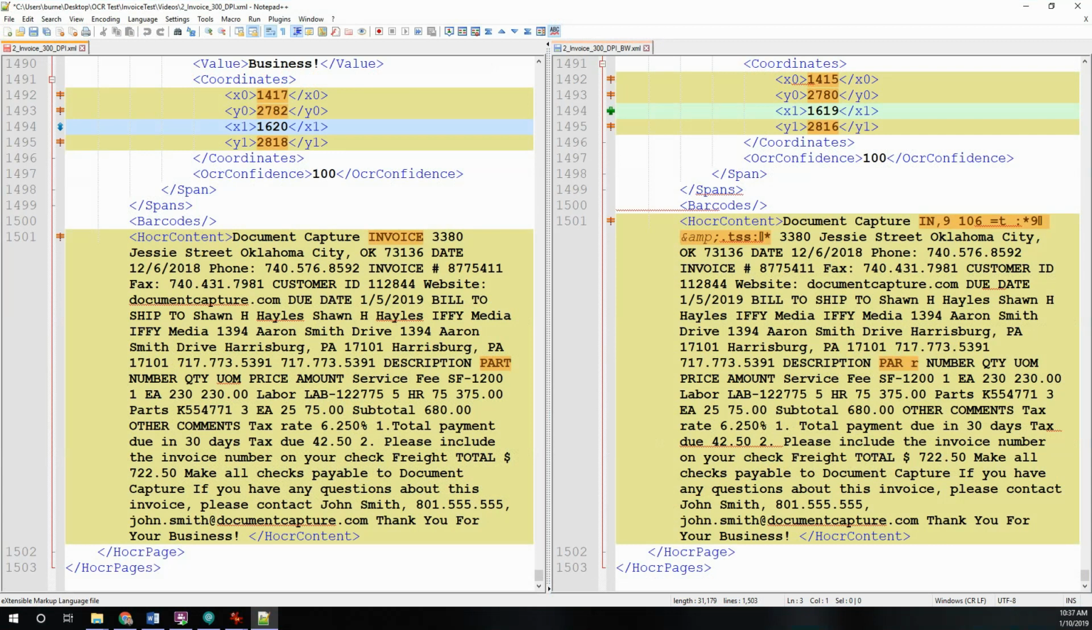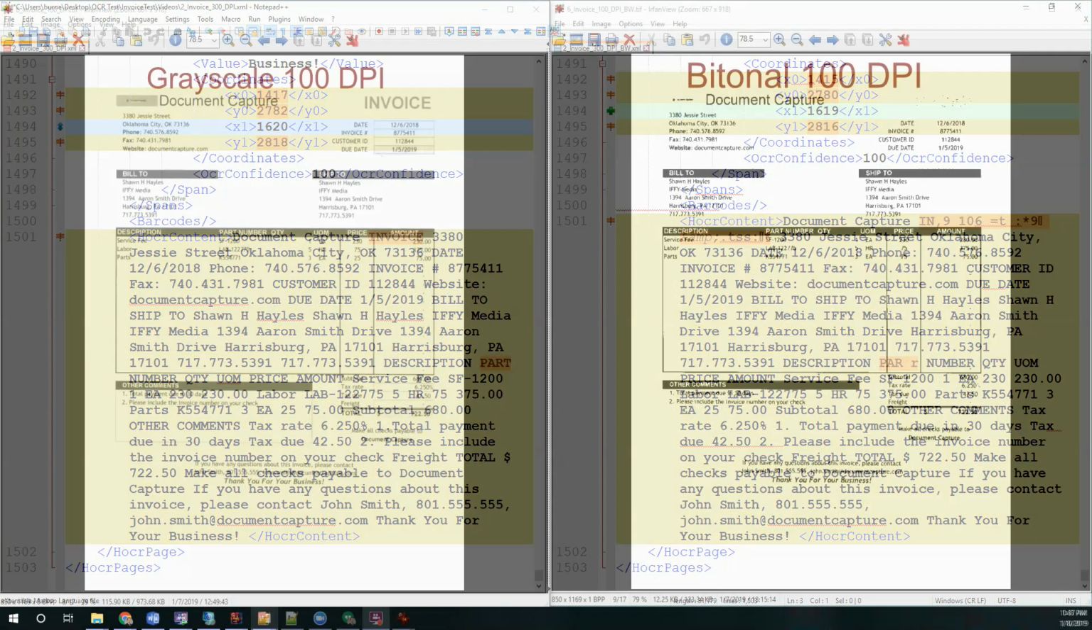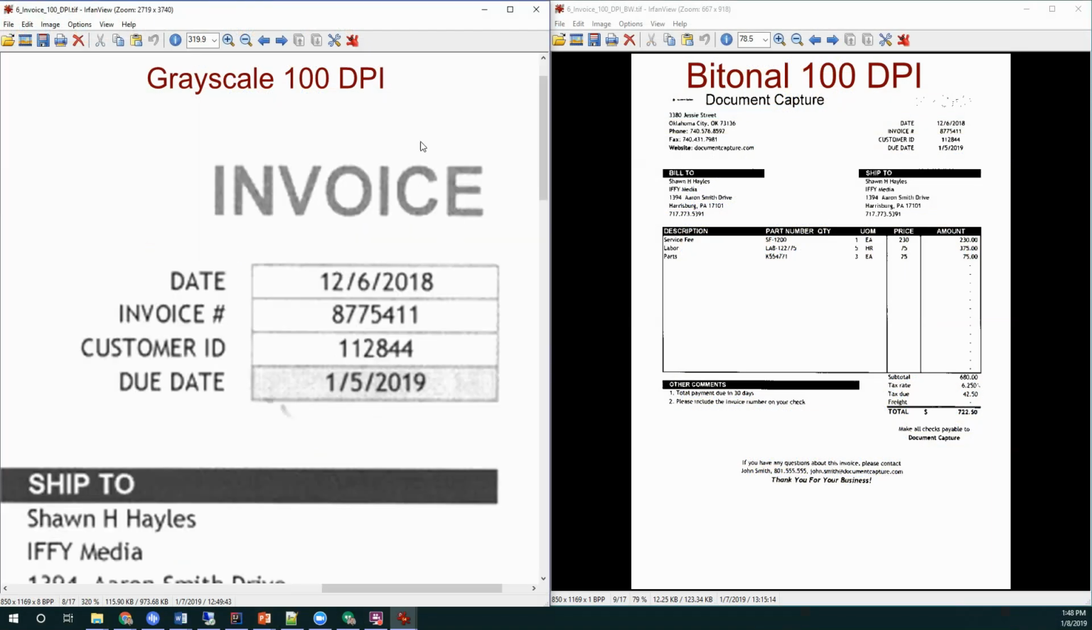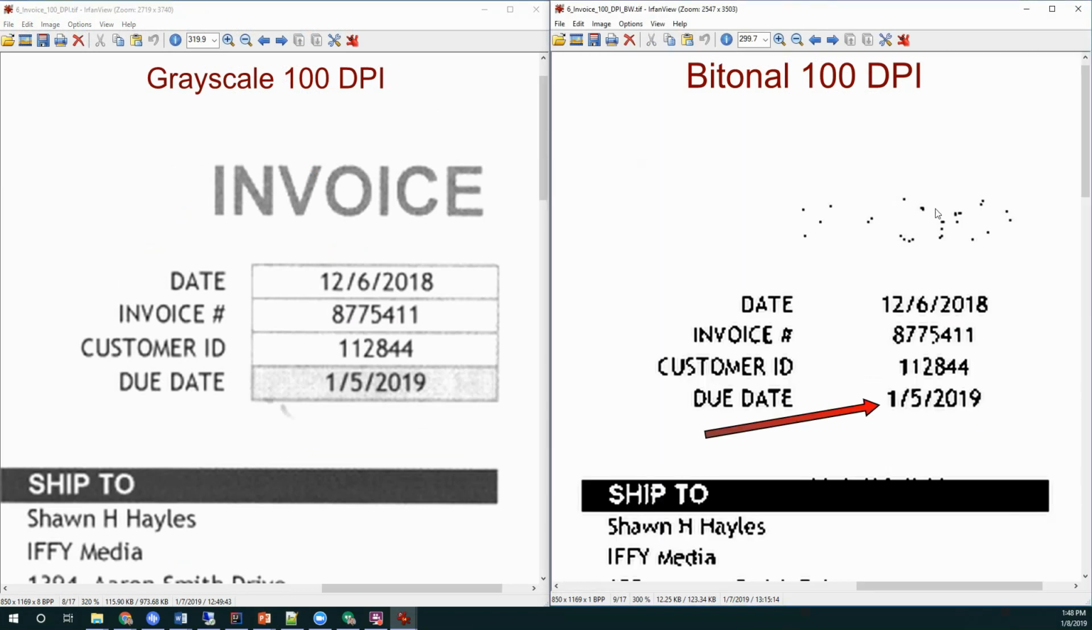These are the results of the OCR process. Although there aren't many differences, there are still differences between the two images. As we begin to get further away from 300 DPI, you'll notice that a lot of information is lost when we go from a grayscale to a bitonal image.